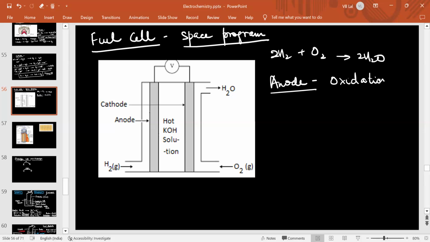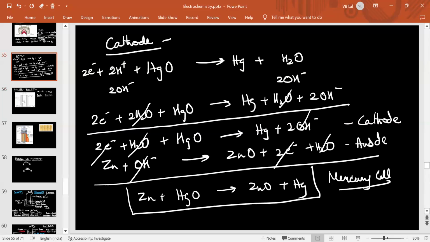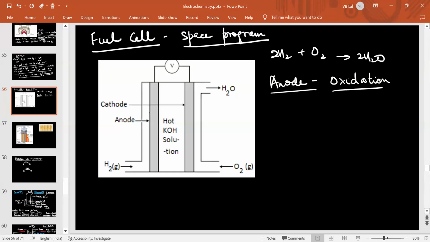But before the equation, can you say it again? What is that equation? The 2H2O? This is the final reaction. Okay. I will show you how this reaction happens.